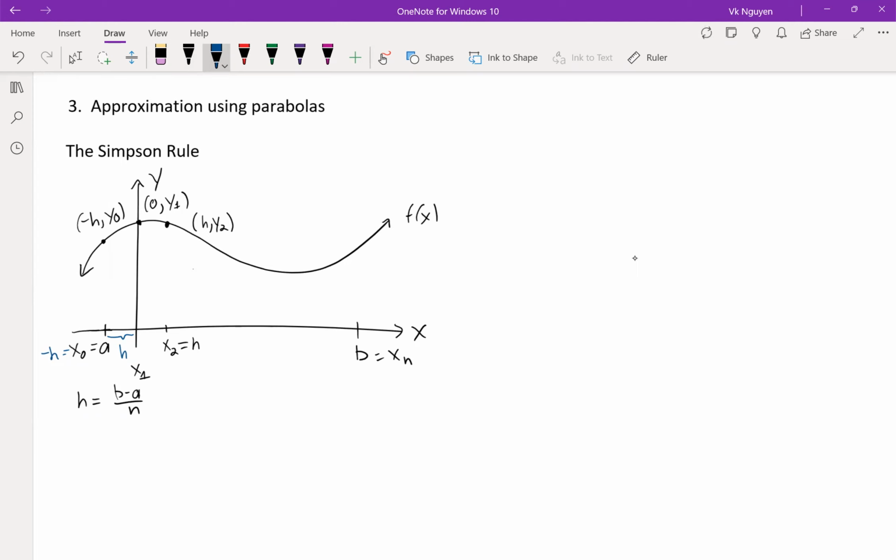parabola. So of course there's a parabola that can go through these 3 points. Look at this parabola here. And the parabola here is g(x) equal to ax squared plus bx plus c. Now let's figure out the area under this parabola.